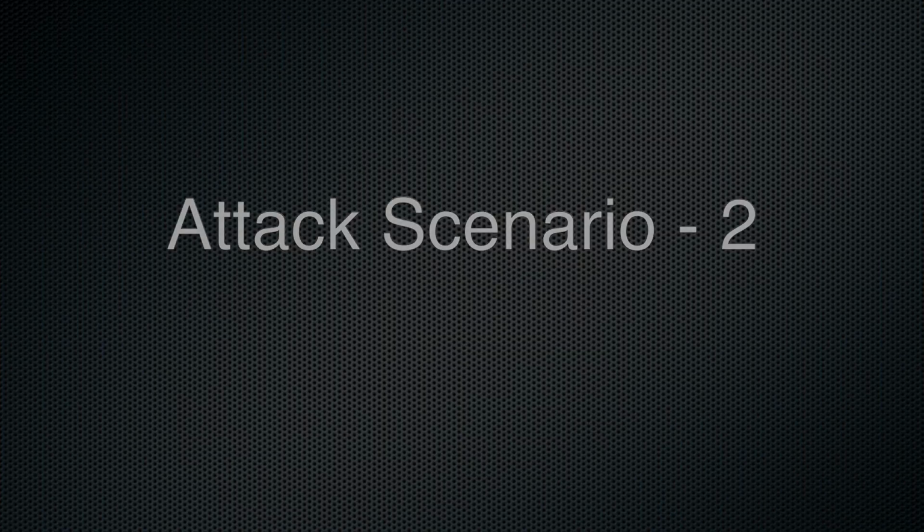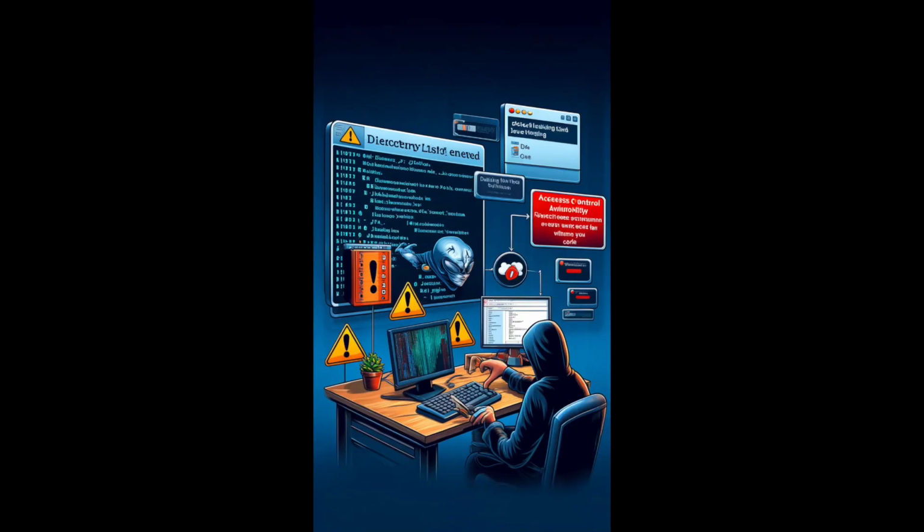Scenario 2. Directory listing is not disabled on the server. An attacker discovers they can simply list directories. The attacker finds and downloads the compiled Java classes, which they decompile and reverse engineer to view the code. The attacker then finds a severe access control flaw in the application.